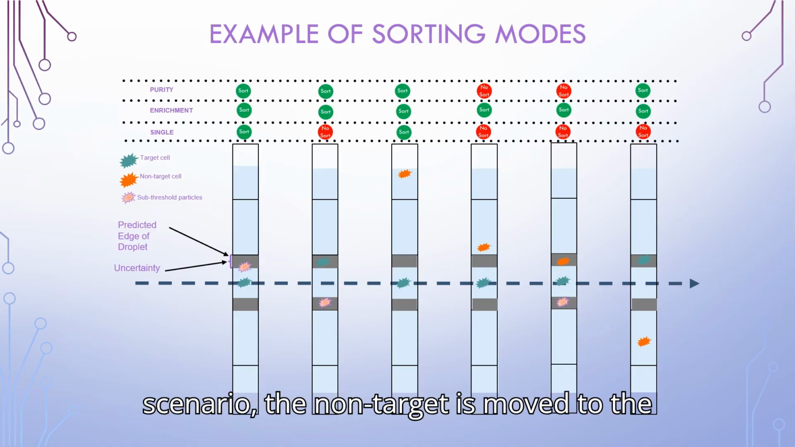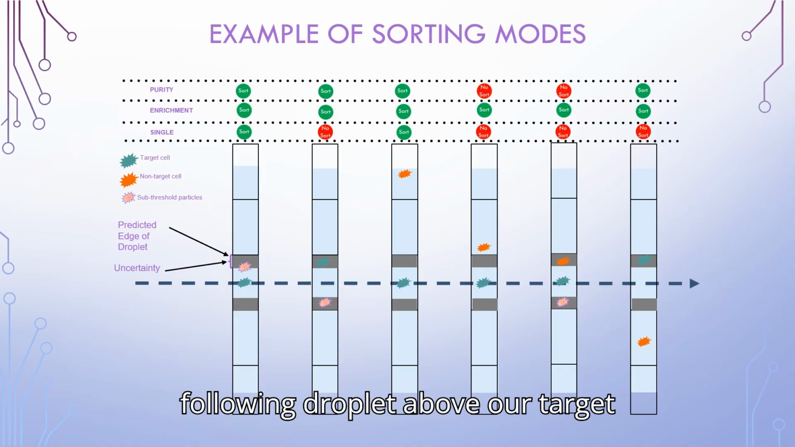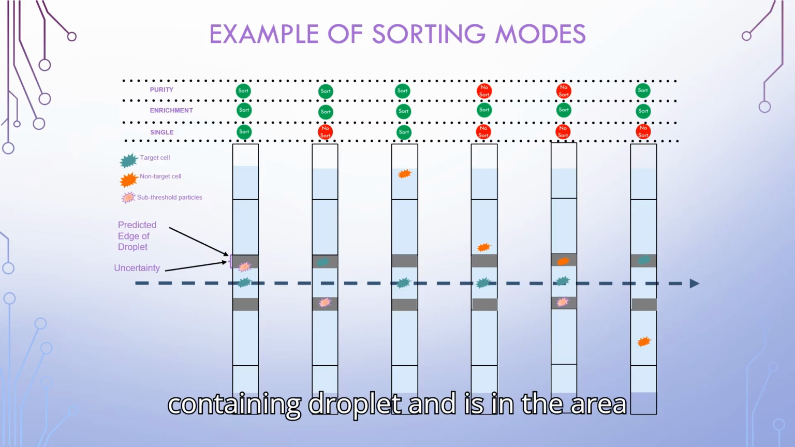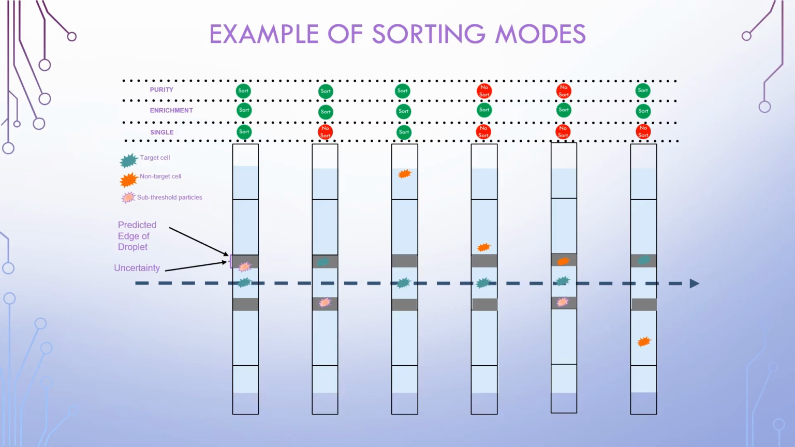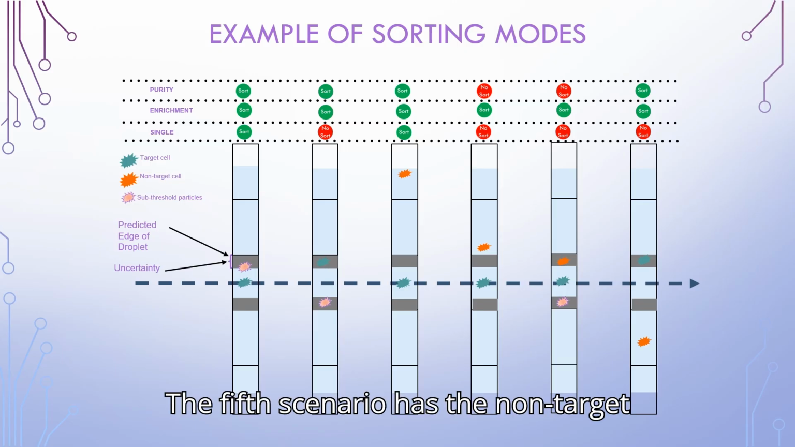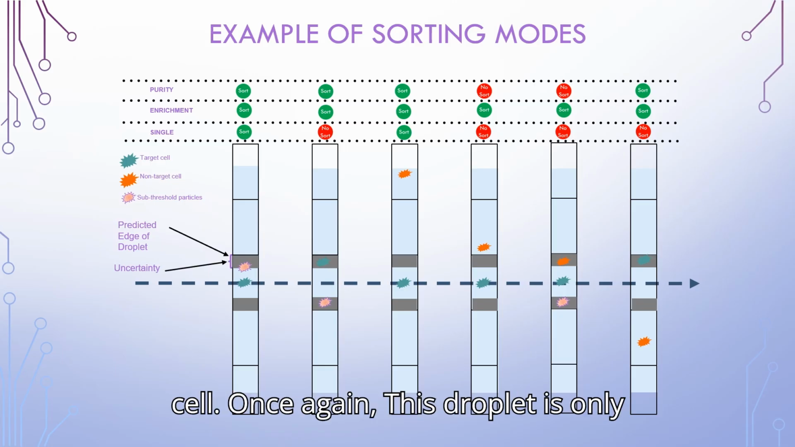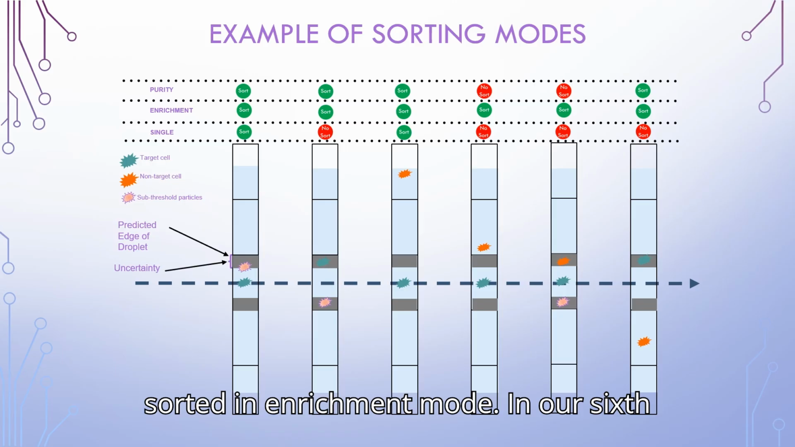In the fourth scenario, the non-target is moved to the following droplet above our target-containing droplet and is in the area of uncertainty. Therefore, this sort would only happen in enrichment mode. The fifth scenario has the non-target cell in the same droplet as the target cell. Once again, this droplet is only sorted in enrichment mode.